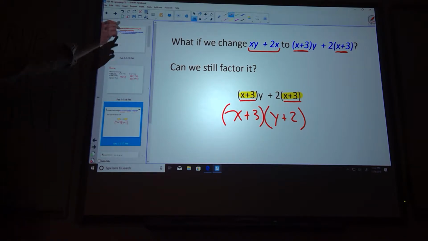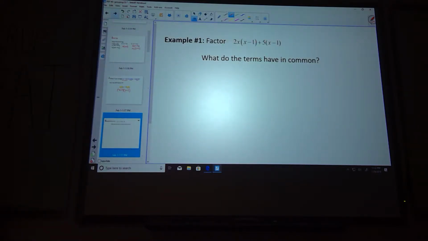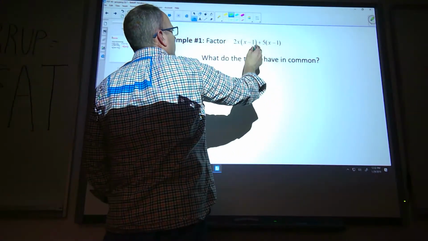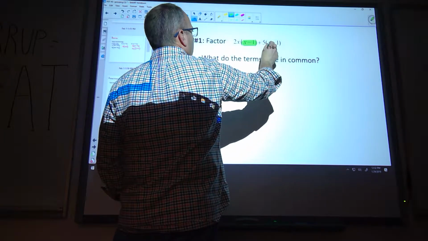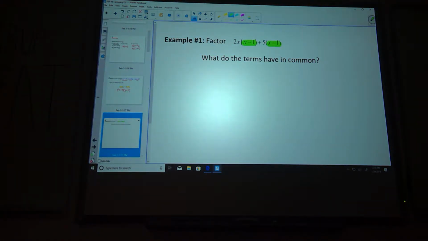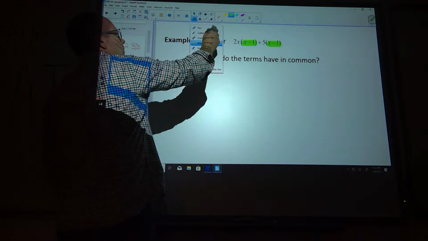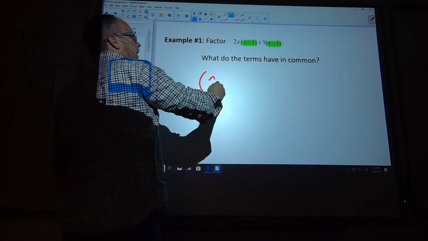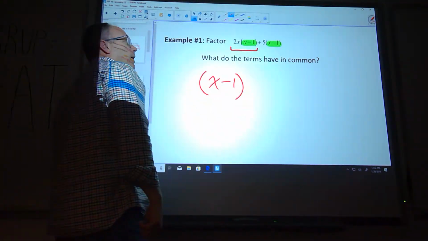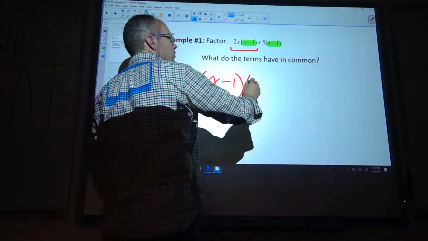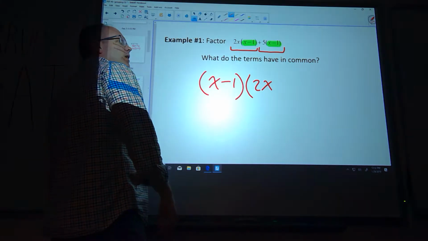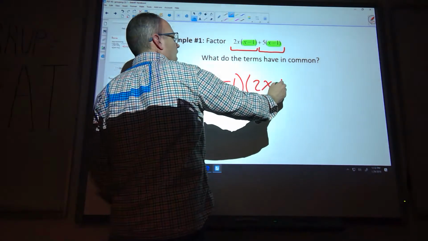All right, so let's look at this next one. I'm going to highlight what we have in common between the two. I have this and I have this. Agree? So I'm going to factor out that whole thing, x minus 1, out of both of them. If I factor x minus 1 out of this, what do I have left? 2x, and I'm going to regroup it. If I factor x minus 1 out of that, what do I have left? Plus 5. Done.